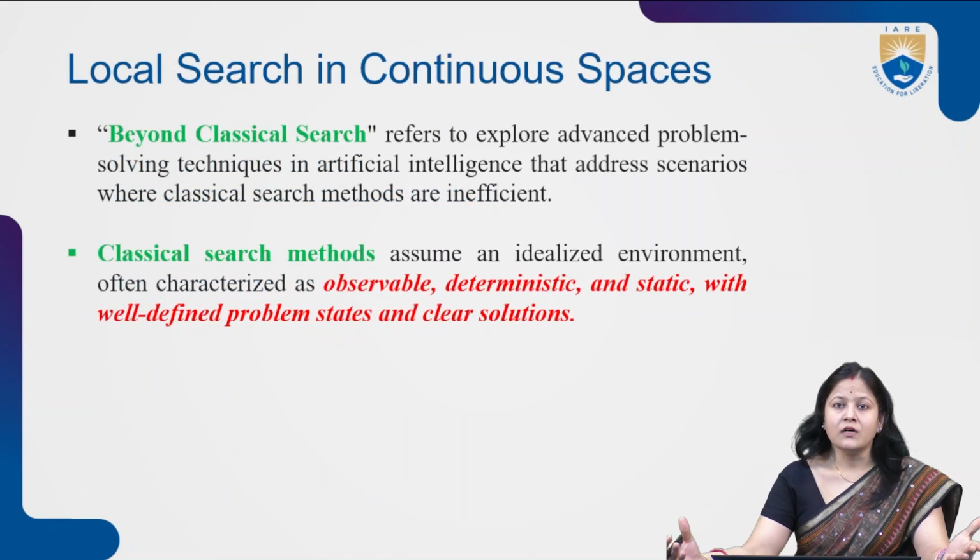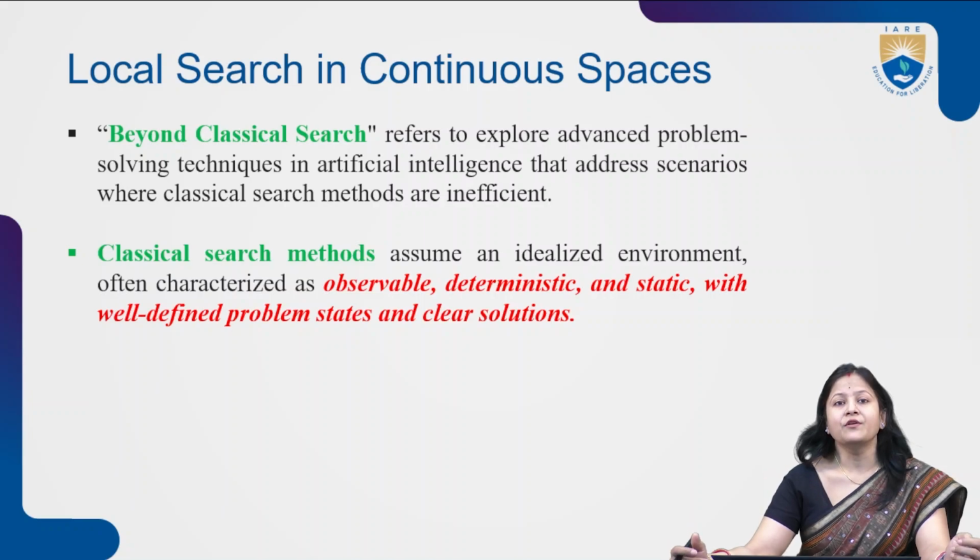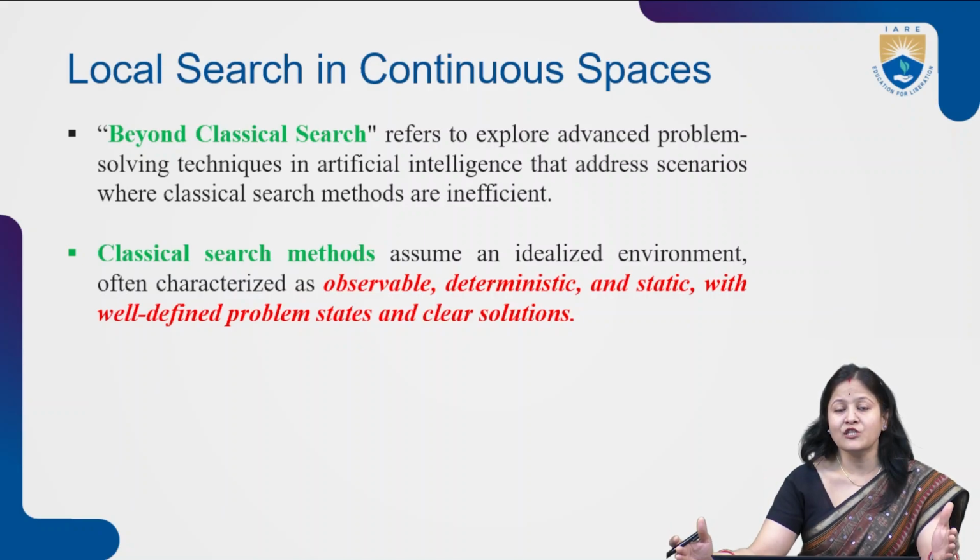Okay, so before starting local search in continuous space, we should know what the classical search method is. Already we know in artificial intelligence, the classical search method, which is also called state space search, means the state space is fixed and all the information about the state space is known to the agent in advance, and the agent can explore based upon the existing information. Then it is called a classical search method.